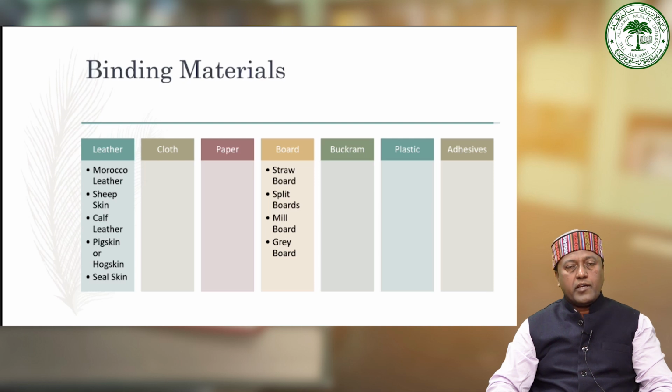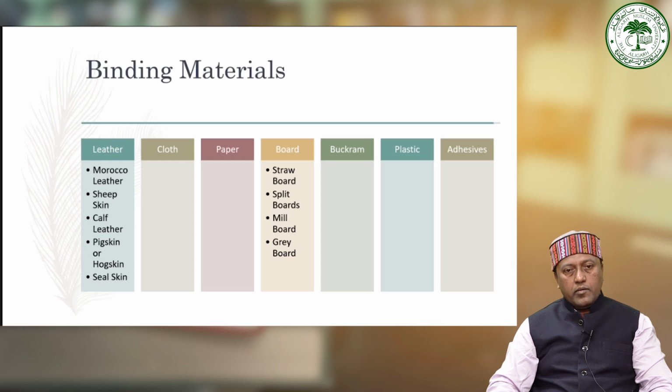And the last of all is the grey board. The grey board is a medium quality board known for its compactness and durability. It is commonly used in bookbinding and is available for purchase based on the weight or thickness.